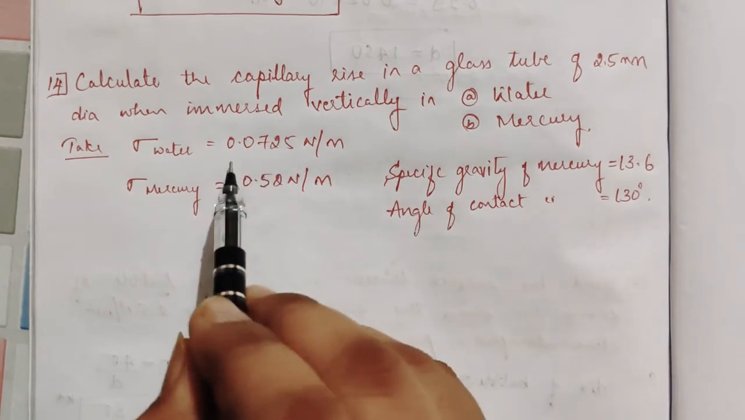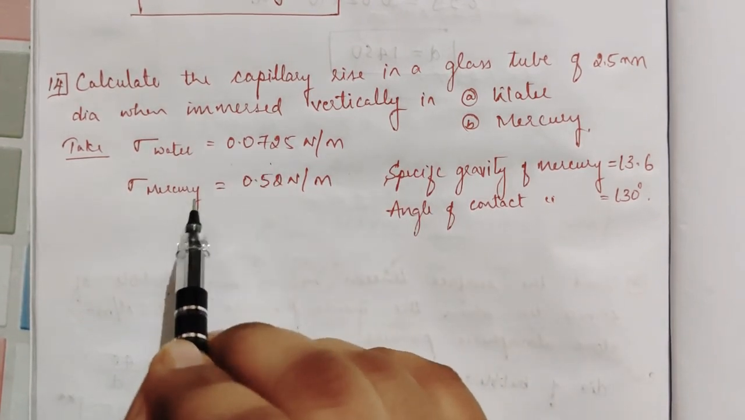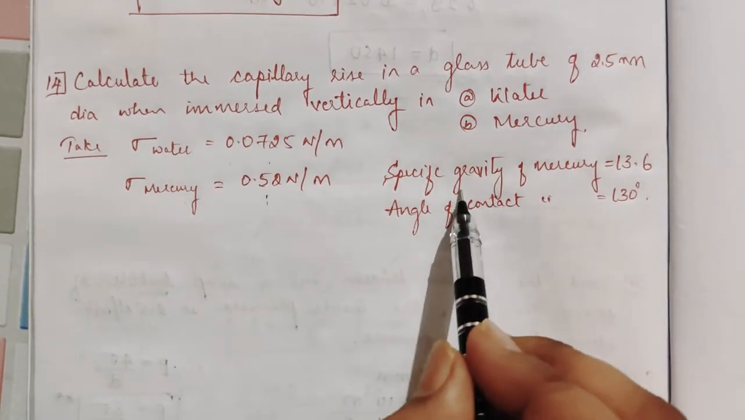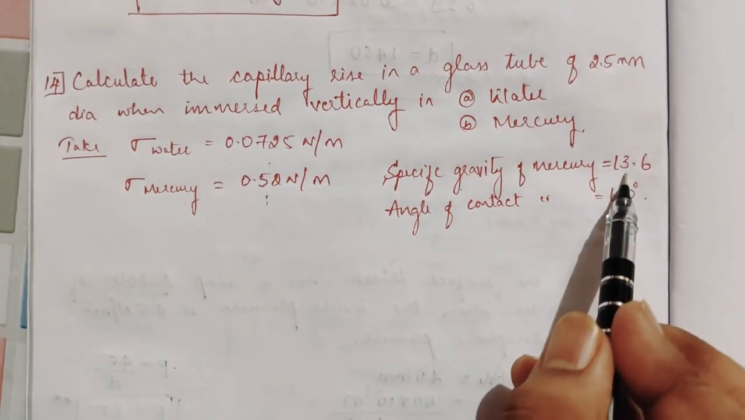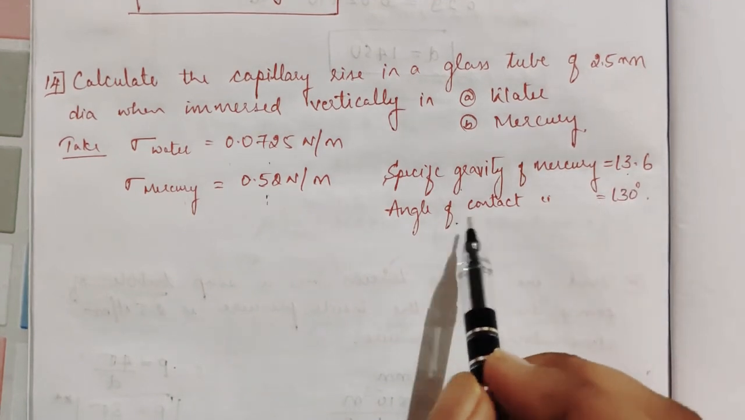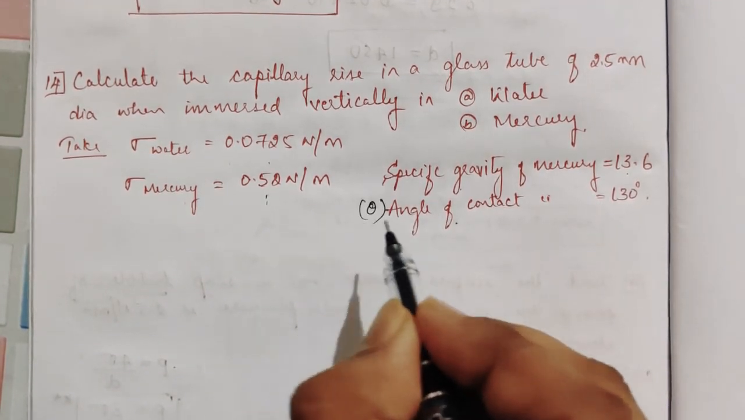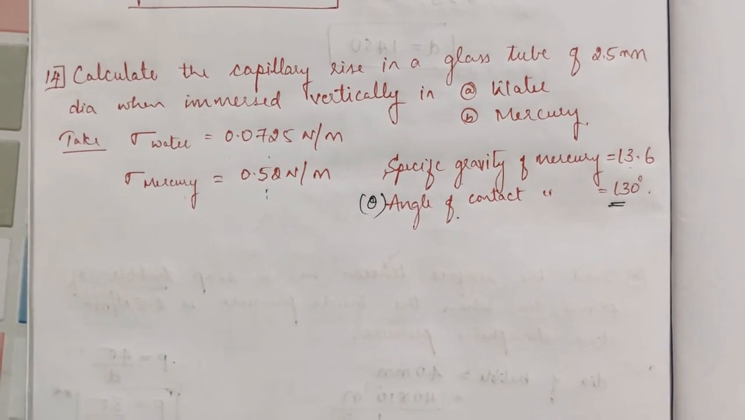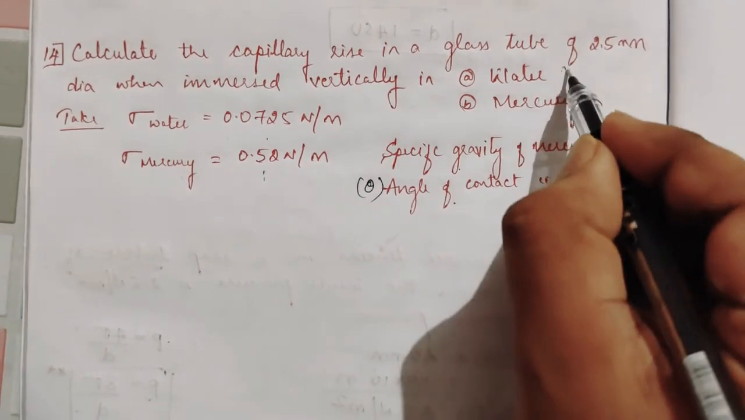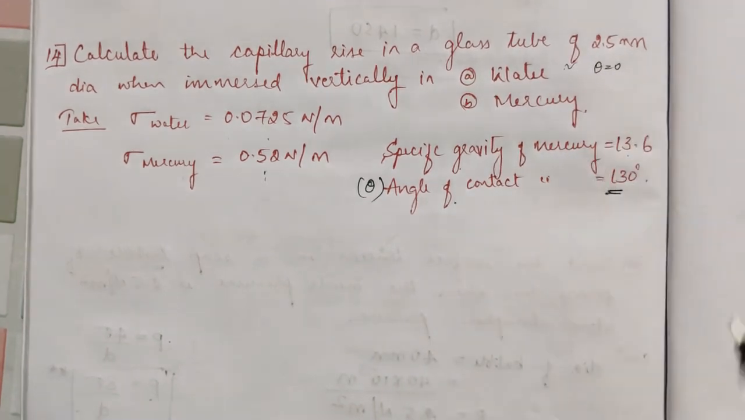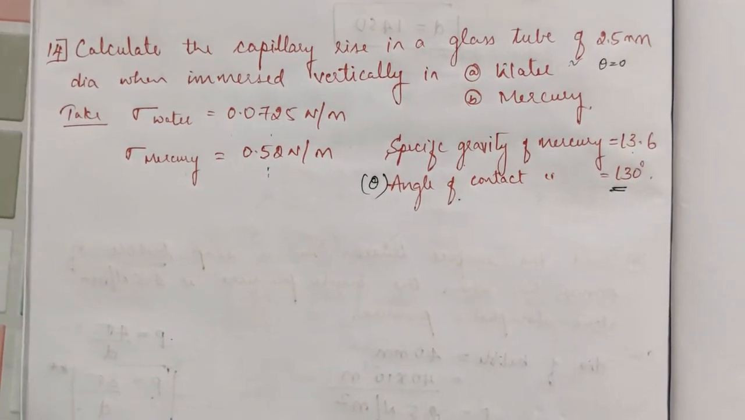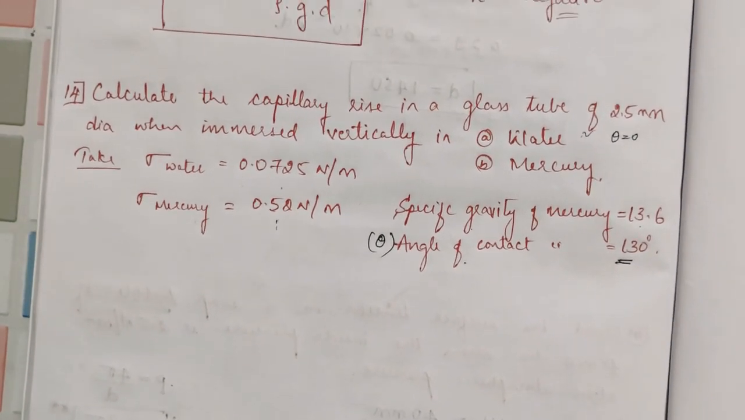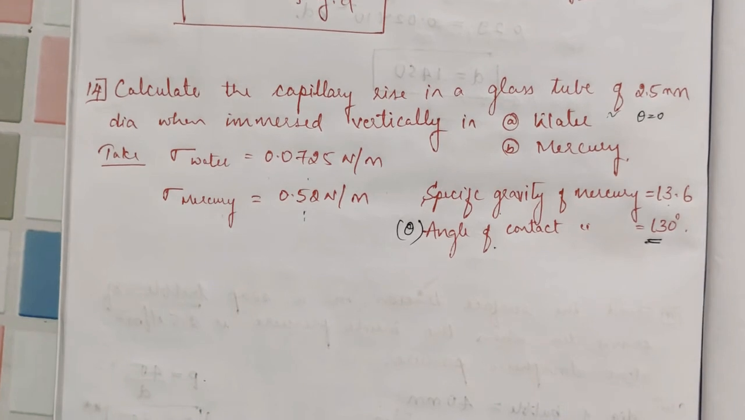The surface tension of water is 0.0725, and for mercury it is 0.52 Newton per meter, and they have also given the value of specific gravity of mercury as 13.6. And the angle of contact theta for mercury is 130 degrees. Whenever water is given, what is the theta value? Theta is 0, the angle of contact with glass and the surface tension.